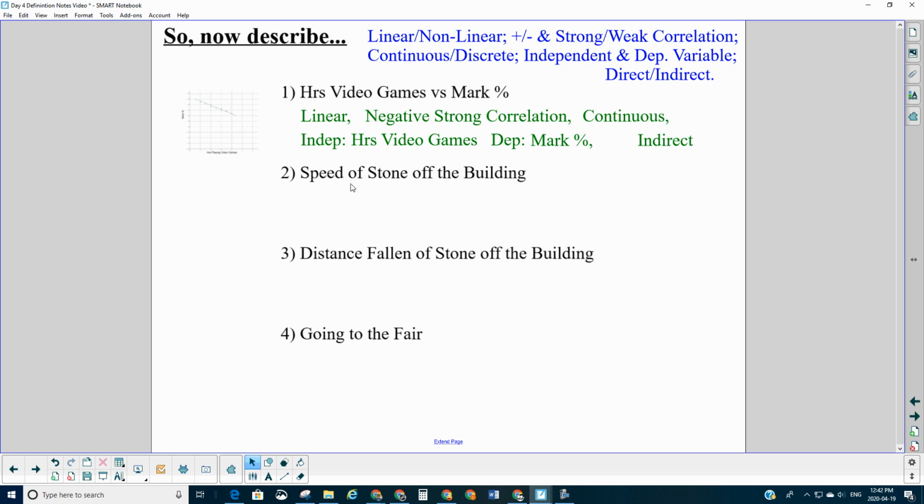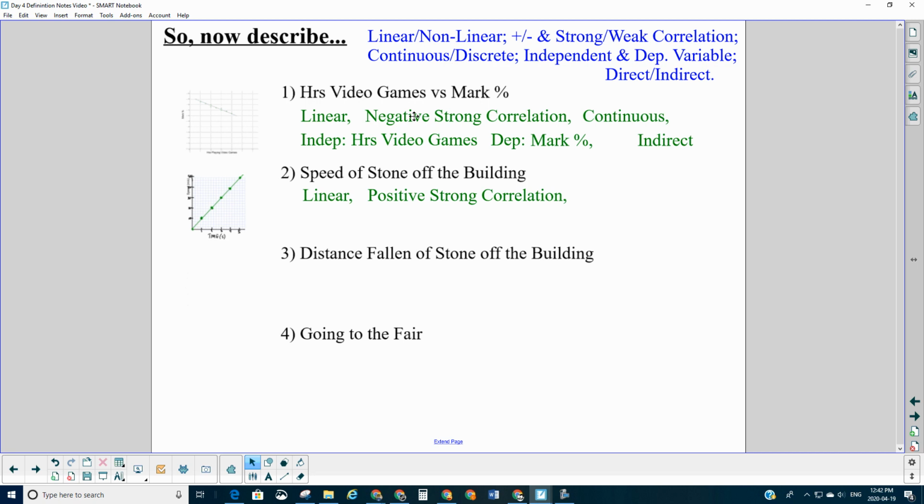Next, remember the speed of a stone dropped off the building? So it looks something like this, describing the speed. So we drew a line of best fit. It matches perfectly. It's linear. And I think it's safe to say it's very strong correlation because it goes perfectly through all those dots. Positive or negative? Well, it's going up. As time increases, speed increases. So this is a positive, strong correlation.